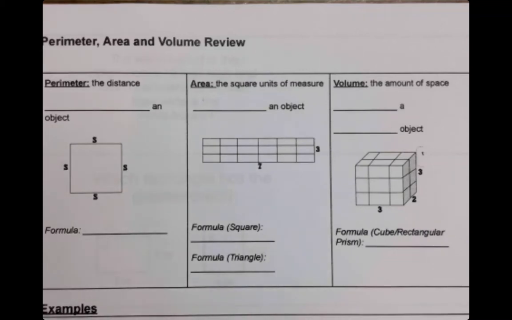All right. Hello, Falcons. So we are going to review perimeter, area, and volume. That's what we're going to focus on this week. We're still going to be focusing on word problems with all of these things, right? Those word problems are not going anywhere.